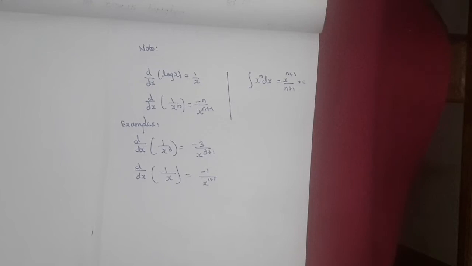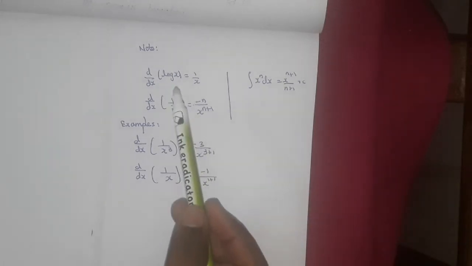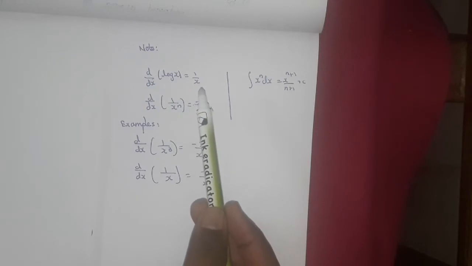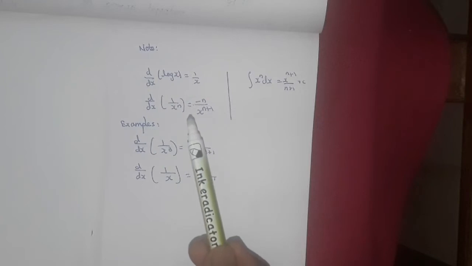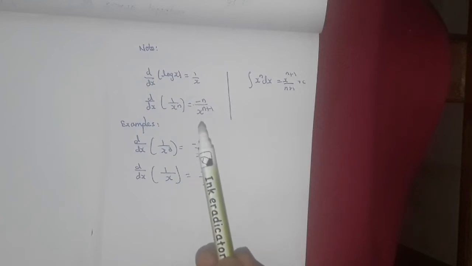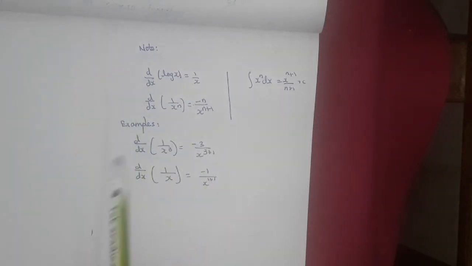d by dx of log x is 1 by x, we all know it very clearly. So you can see d by dx of 1 by x is equal to log x, and the other one is d by dx of 1 by x power n is minus n by x power n plus 1. These two formulas are important for doing most of the sums in this particular exercise 2.5.